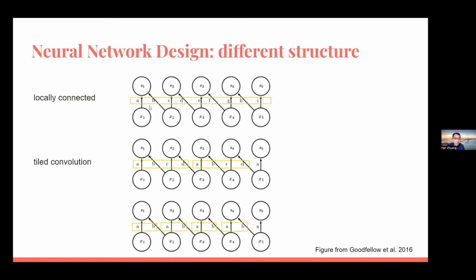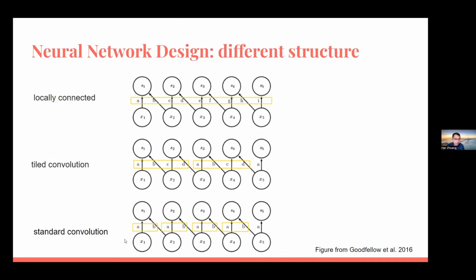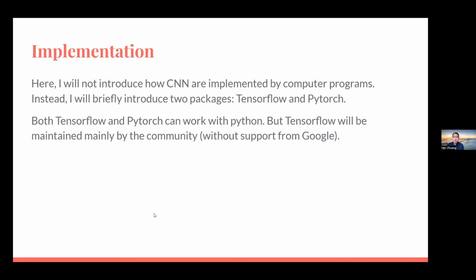It's another kind of variation on the parameters. We have local connected, similar to what was introduced before, and we have tiled convolution, where two neurons have a group of parameters and the next group of neurons have the same parameters. And we also have standard convolution, where each neuron in the network has the same parameters. Those were the basic ideas behind a convolutional neural network.